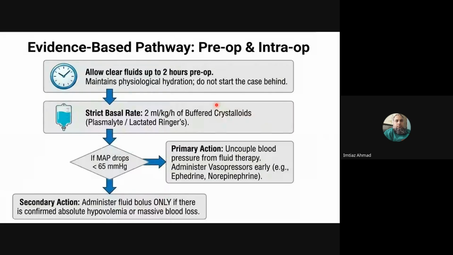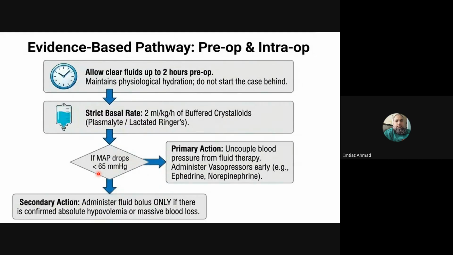Evidence-based pathway pre-op and intra-op. Allow the patient to take clear fluid up to 2 hours pre-op, so maintain physiological hydration. Do not start the case behind on fluid levels. Restrict basal rate. Follow the strict basal rate, that is 2 ml per kg per hour of buffered crystalloid solutions like Plasma-Lyte and lactated Ringer's.